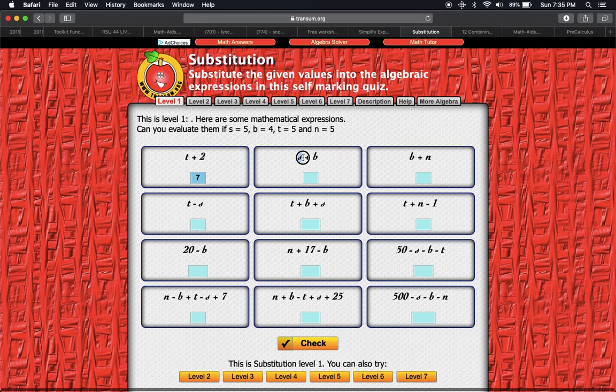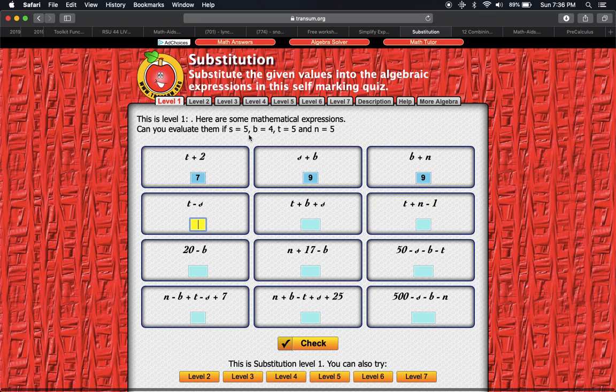This is where it gets weird. That little symbol is actually an S. It took me a bit to realize that. So this S is the same as this little s here, so 5 plus b is really 5 plus 4, which makes 9. And then you keep cruising, b and n, b plus n is also 9.